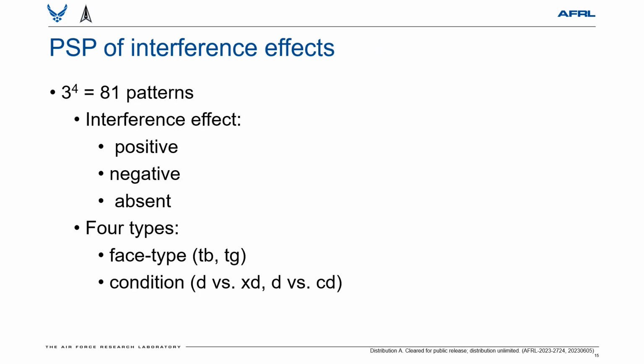In the categorized with side paradigm, there are a total of 81 potential interference effect patterns. In total, there are 3 types of interference effects: positive, negative, or approximately 0. There are 81 total patterns because there are 4 types based on face type and condition.